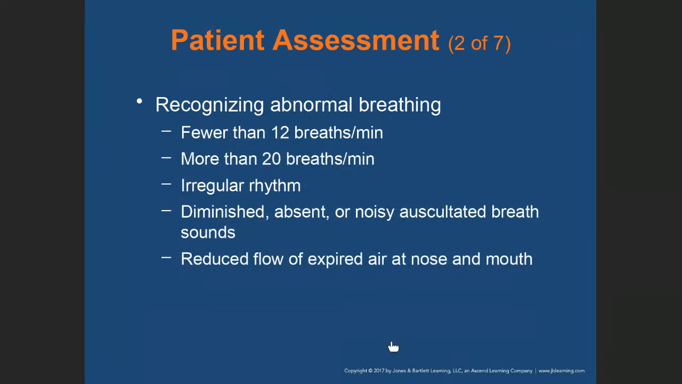Now, if we know what is normal, anything outside of that would be considered abnormal. So normal breathing rate for an adult is 12 to 20. For a child, you're looking at 15 to 30. For an infant, 25 to 50, or it can be above 50. Right, so fewer than 12 breaths per minute for an adult is considered concerning. More than 20 breaths per minute is also a concern. A rhythm that is irregular should definitely be a red flag for you.